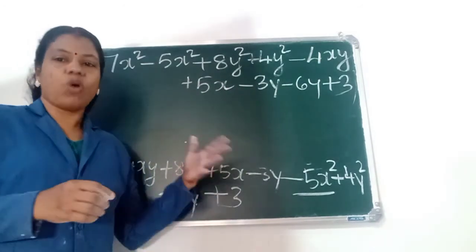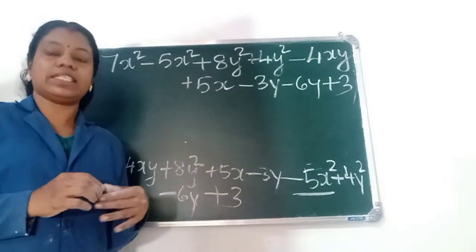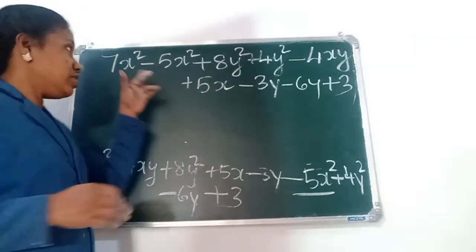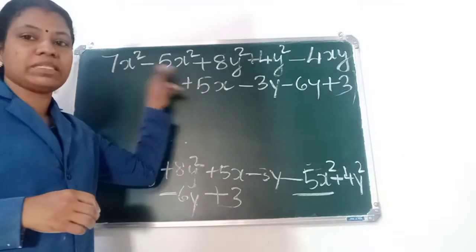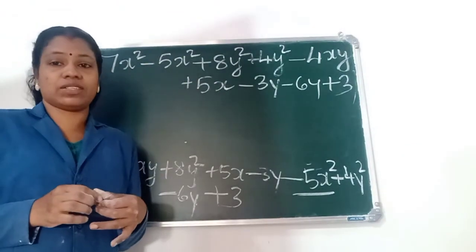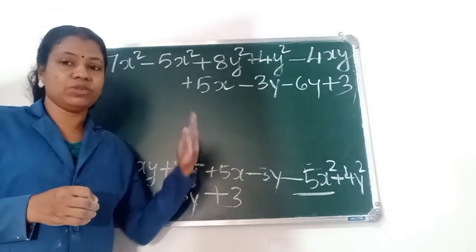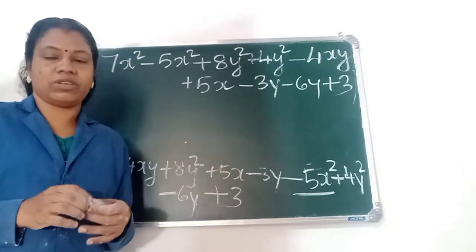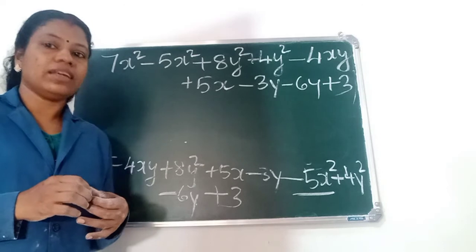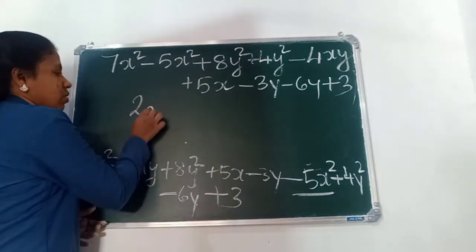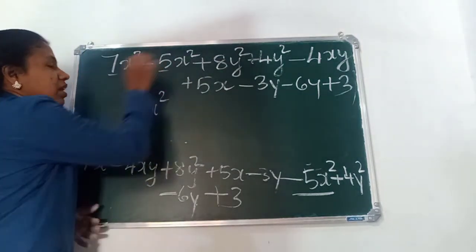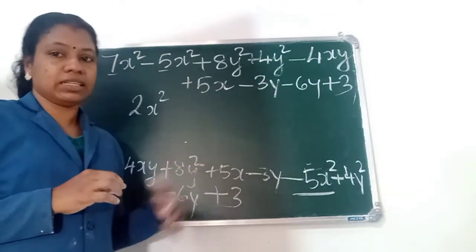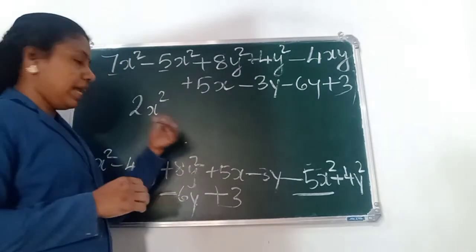Now solve the expressions, that means add or subtract. Look at the first two like terms: 7x square minus 5x square. Here we need to subtract 7 minus 5. The variable is x square. What is 7 minus 5? Yes, 2x square. Just subtract the numbers, the coefficients only. Do not subtract the variables. So 2x square.